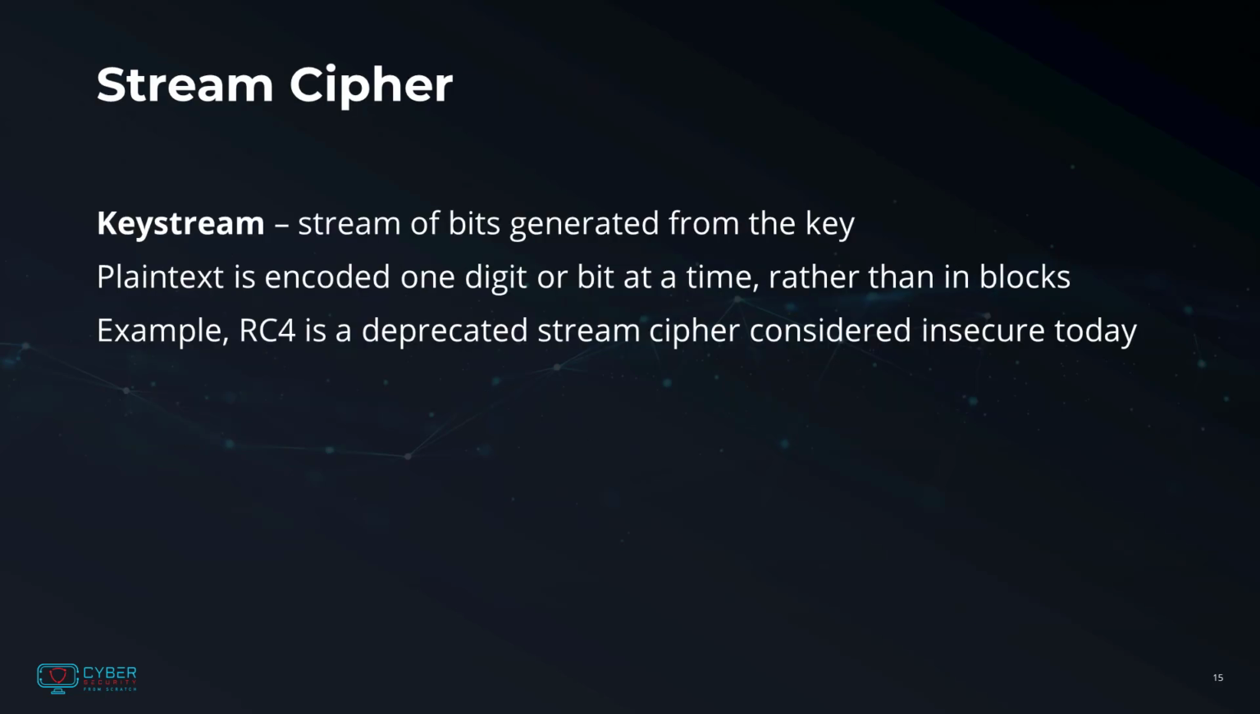A stream cipher is used for places where instead of encoding the plaintext into ciphertext in blocks, we're doing it continuously. First, a key is transformed into a key stream, which is just a continuous stream of bits generated from the single key. Plaintext is then encoded one digit or bit at a time rather than in blocks. RC4 is one of the more famous stream ciphers. It's also famous because it's pretty insecure and there were problems with it, so it's something that shouldn't be used today.